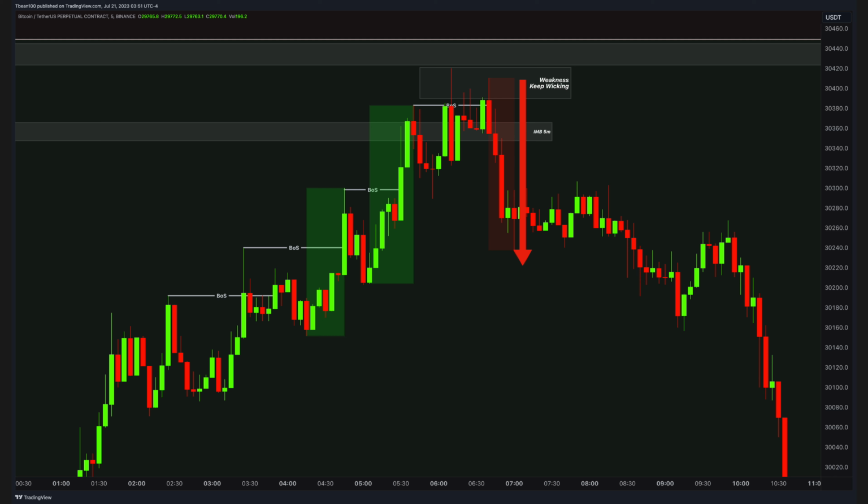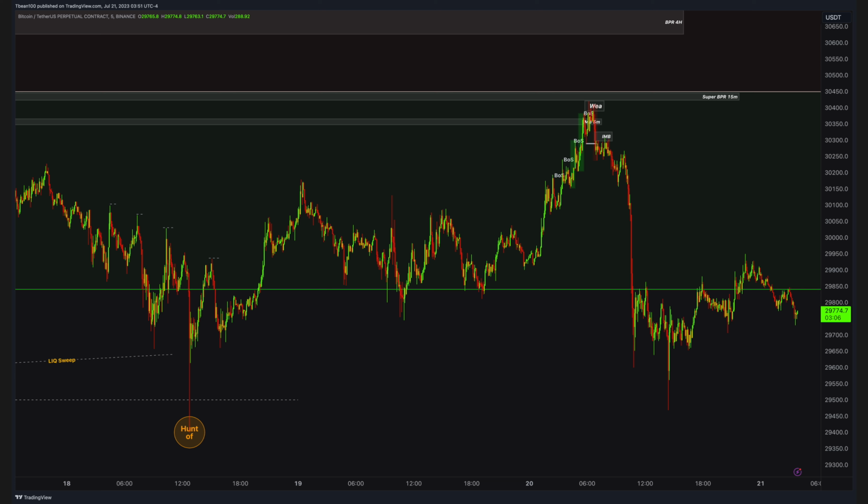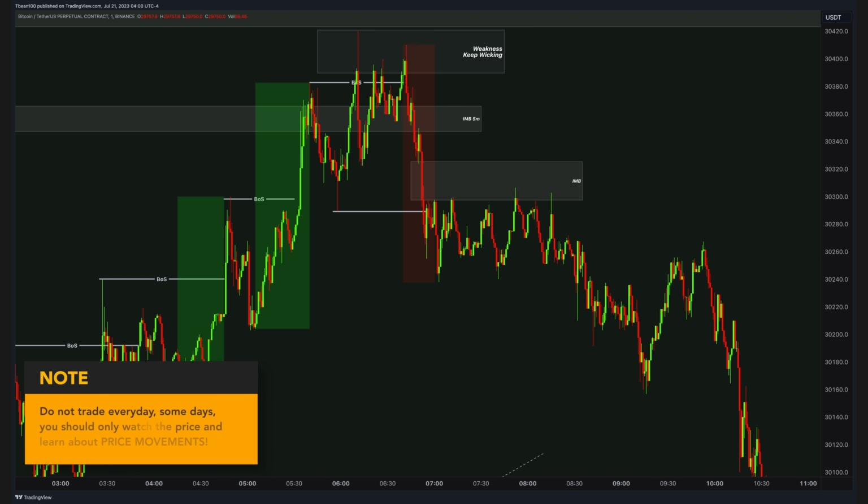Then what happens afterward? Extremely powerful reaction downwards. Makes an internal structure shift with a giant imbalance here. Once I saw that shift, I mostly closed my long position. Then what happened? As you can see, it just hunted all the parabolic downside liquidity. After all the movement, I did not trade. I mostly kept watching the price.